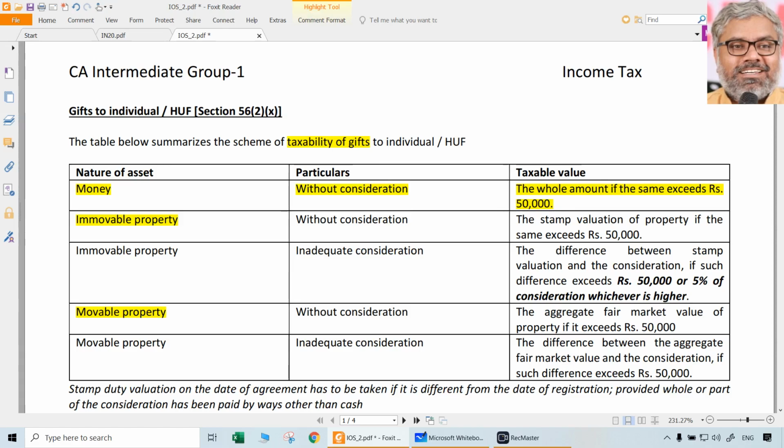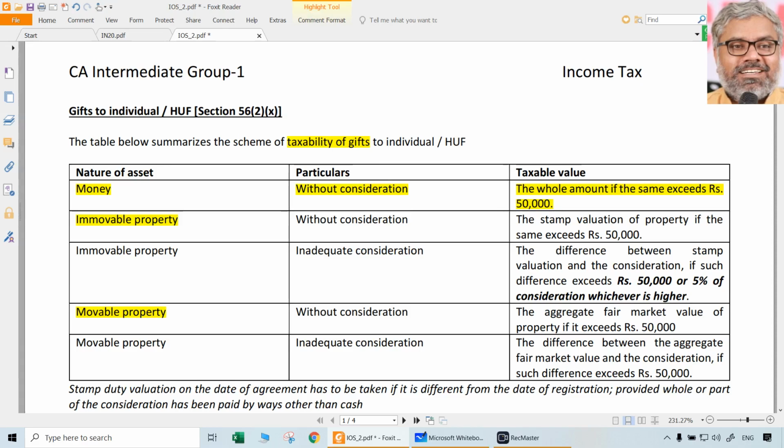Then what is this 50,000? Only a condition. Nothing useful for calculation, only condition checking. 50,000 rupees is a threshold. If a gift in the form of cash or money is received less than 50,000, nothing is taxable. If it is more than 50,000, the entire amount is taxable. Entire amount will be taxable. That is why this 50,000 should never be used for any computational purposes. Only for condition checking will that threshold be useful.